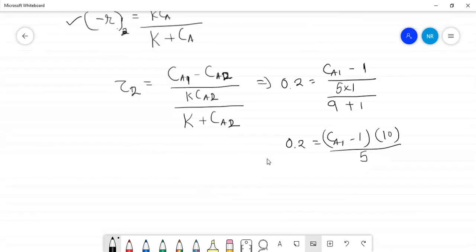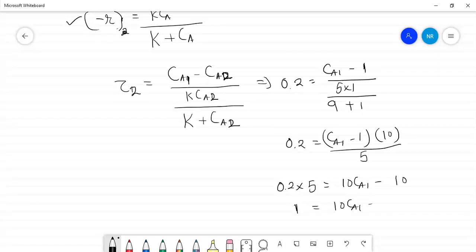So if I do the procedure, 0.2 multiplied by 5 is equal to 10 CA1 minus 10. So 5 multiplied by 0.2 is 1, so 1 is equal to 10 CA1 minus 10. So 11 is equal to 10 CA1. So CA1 is equal to 11 divided by 10, which means 1.1.